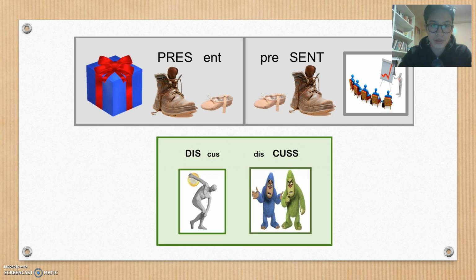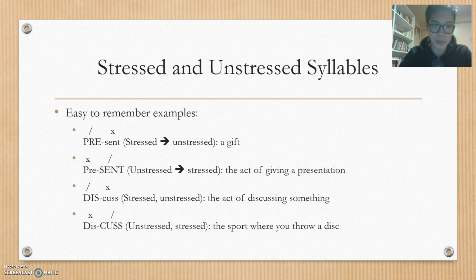Okay, so this video has been about stressed and unstressed syllables and how they might create rhythm. Here's what it would look like if we put in the forward slashes and the X's. So again, present, as in the act of giving a presentation, is unstressed and then stressed. And then present, which is a gift, is stressed and unstressed. Okay, easy to remember examples that you can repeat and hopefully train your ear to hear stressed and unstressed syllables.